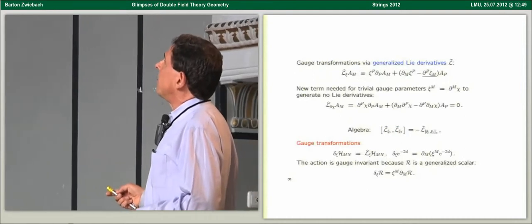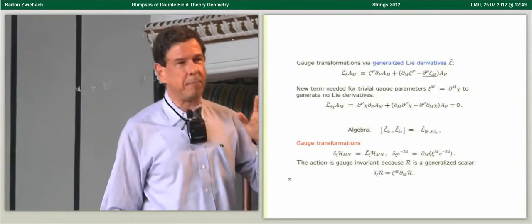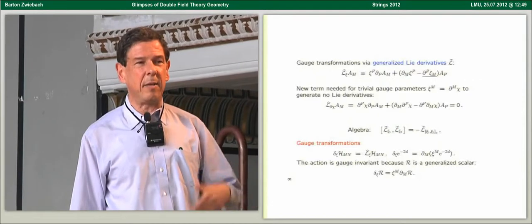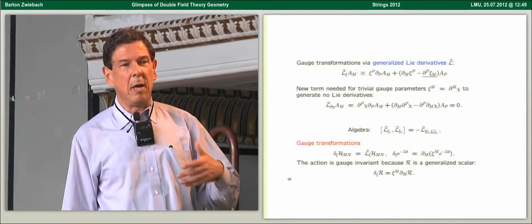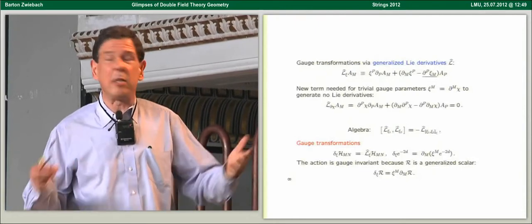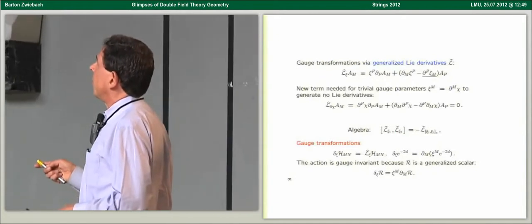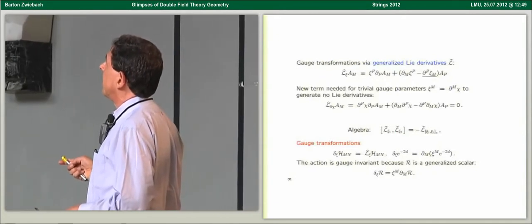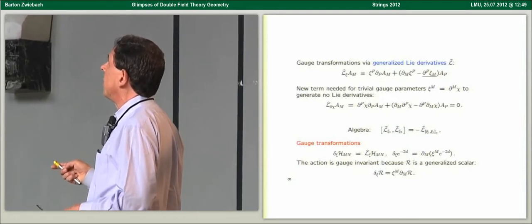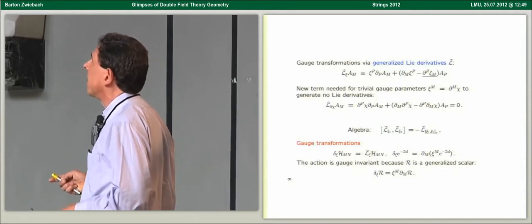Why is it essential? Because of trivial gauge parameters, the analog of the fact that the Kalb-Ramond field is invariant under a gauge transformation where the gauge parameter is an exact one-form. It doesn't transform. So the same thing should happen here. Gauge transformations are generated by Lie derivatives, and trivial parameters in the double space should generate no Lie derivatives. That's a short computation that uses a strong constraint.